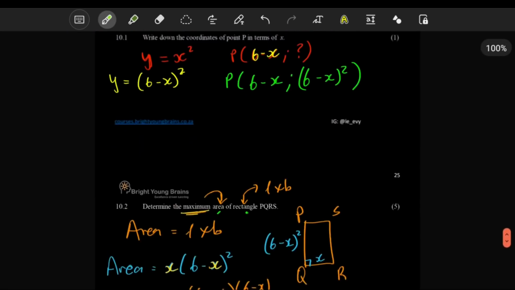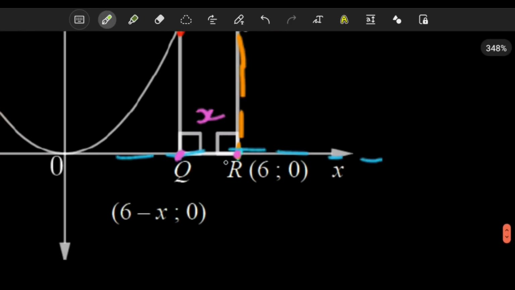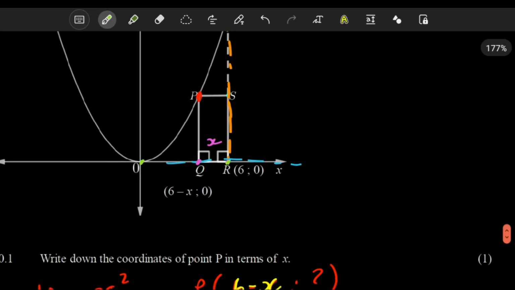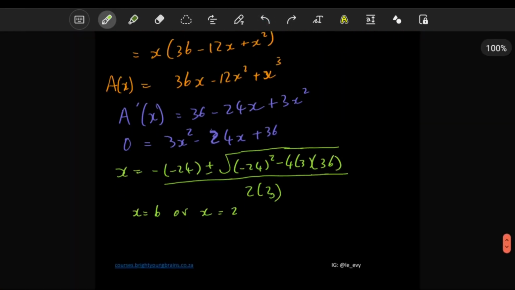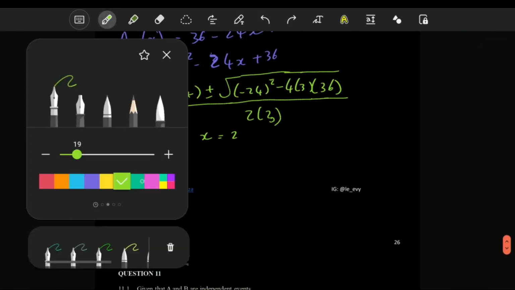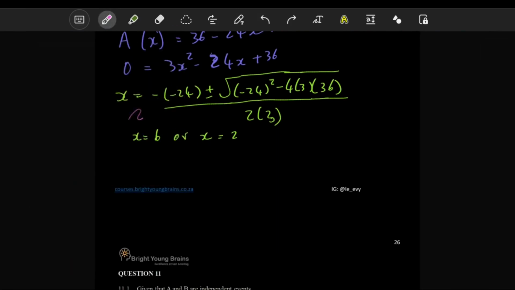The only issue is, just judging from our sketch, x cannot be equal to 6, otherwise x will be all the way there, of which that cannot be the maximum area. Remember, when you differentiate and equate to 0, you always get two answers. One gives you the minimum and one gives you the maximum. So this one clearly is going to give us the minimum. This one is going to give us the maximum, you see.